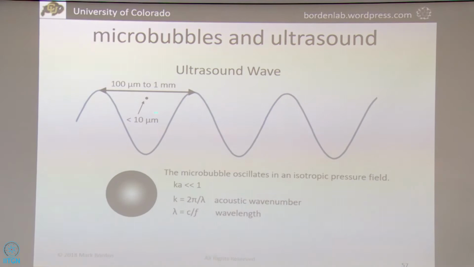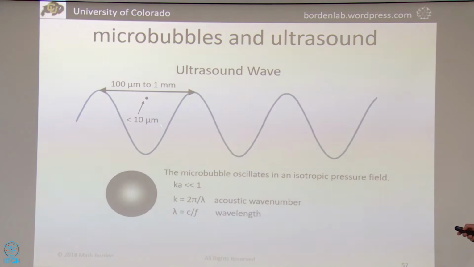It's important to understand the size of the ultrasound wave compared to the size of the bubble. The bubble is on the order of about 1 to 10 microns, as I mentioned. But an acoustic wave is large. It's on the order of 100 microns to a millimeter, depending on the frequency. The higher the frequency, the smaller the acoustic wave. But even at 10 megahertz, you're still at 100 microns. That is one to two orders of magnitude larger than the bubble.